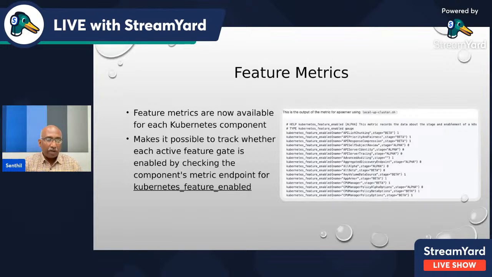So feature metrics is a cool feature that helps you by querying the metrics endpoint of a particular Kubernetes control plane component and determining what features are available, or what features are enabled for that particular component. And this is very useful whenever you are interested in developing applications that can be seamlessly ported across various Kubernetes distributions.